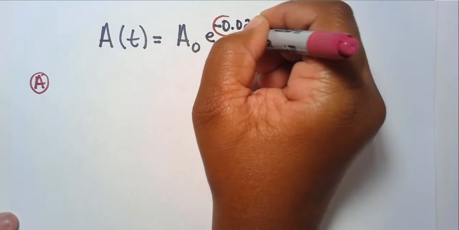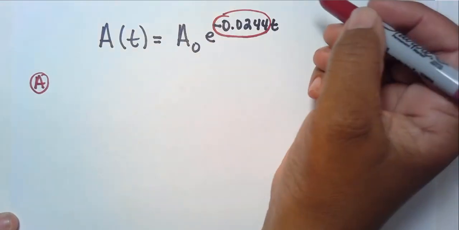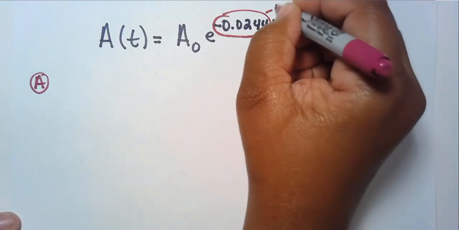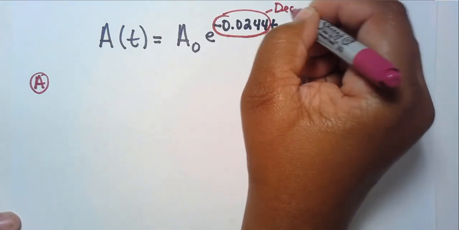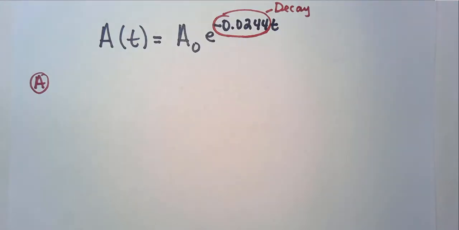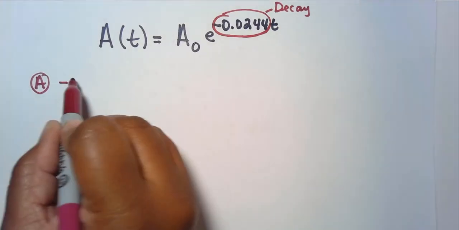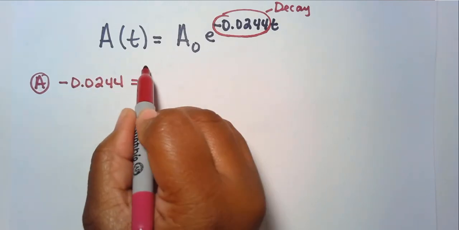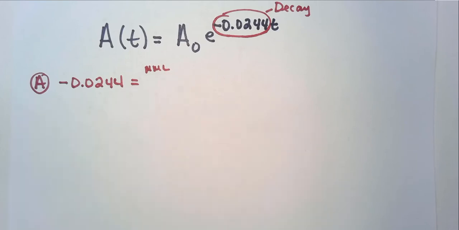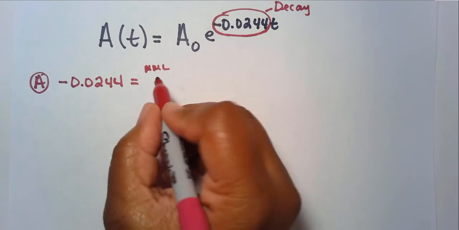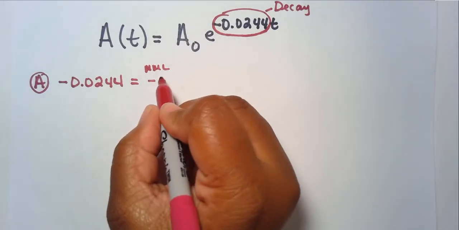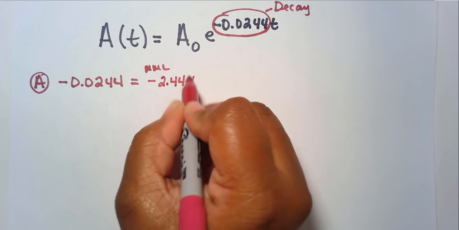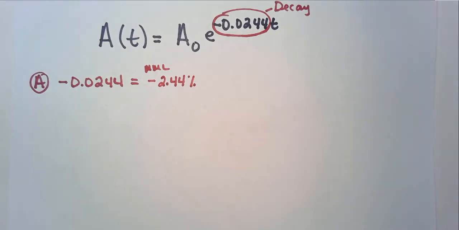And the negative 0.0244, which would be our decay rate, is less than 0. Okay, so we have negative 0.0244. MyMathLab is going to ask you to write it as a percent. So let's go ahead and write this decimal as a percent, and that would be negative 2.44%. All right, so that's A.